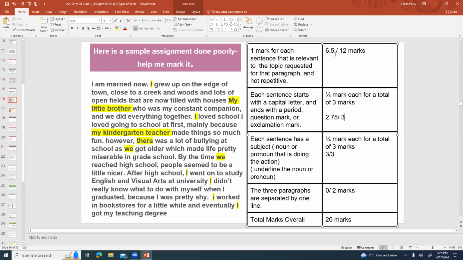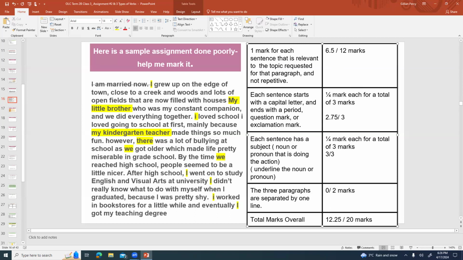I've got 6.5 plus my 3, 9.5, 11.5, 12.25. Okay. So I passed that assignment, but because I didn't follow directions, I lost a lot of marks that I could easily have gotten, right? Because I wasn't very strict about the content.